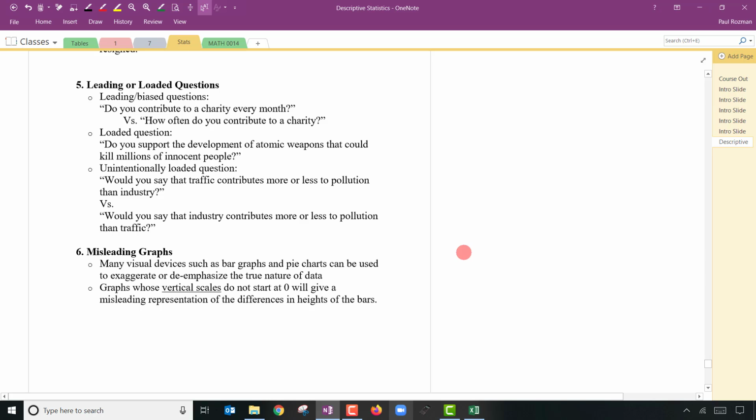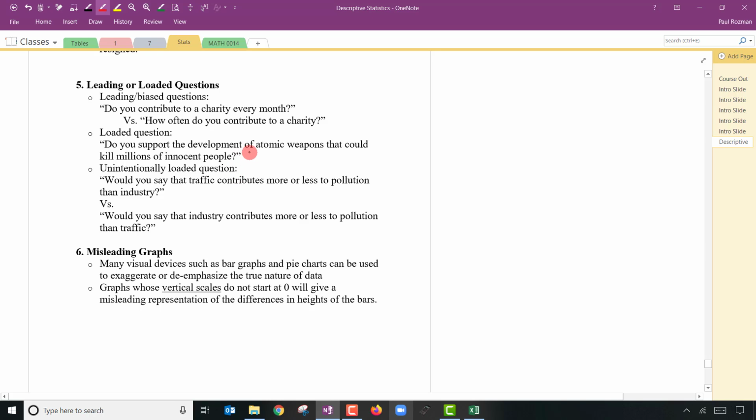the questions were worded. Do you contribute to charity every month versus how often do you contribute to charity? Those two things are pretty subtle, but one of them kind of implies that you should be giving to charity every month, versus the second one, where it's more open. So one might encourage you to essentially lie.